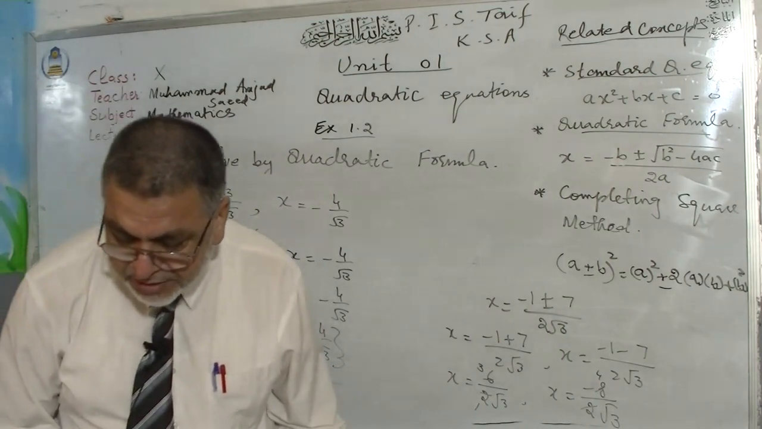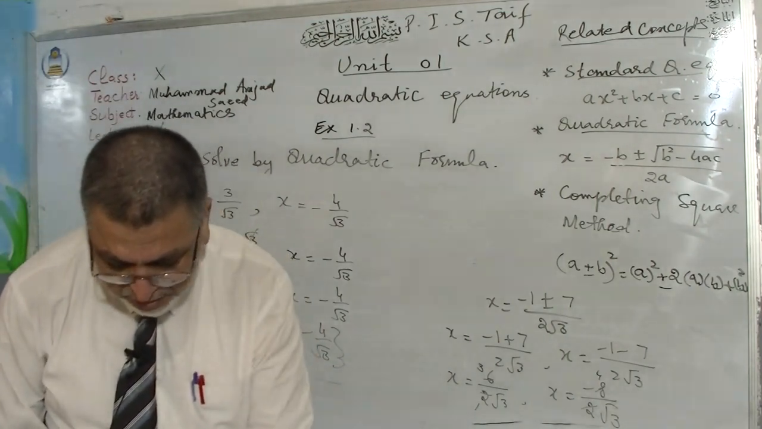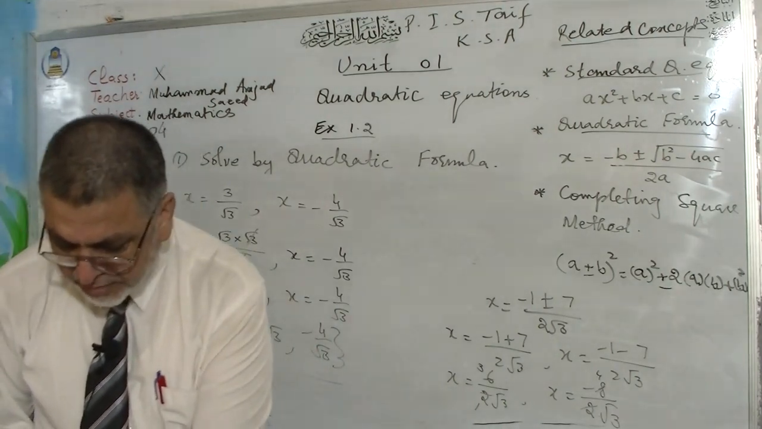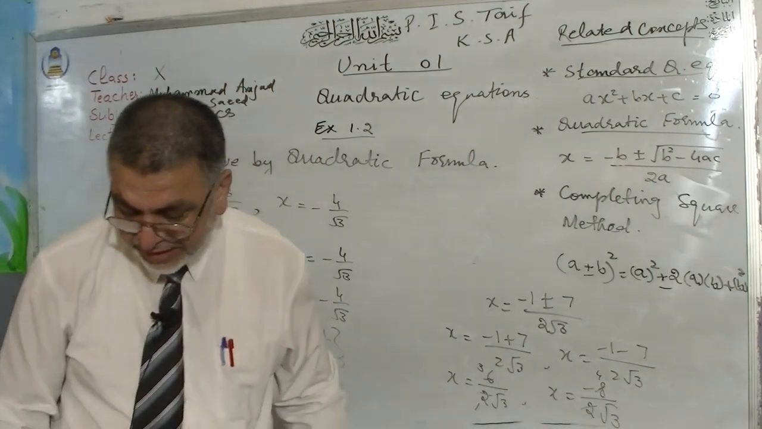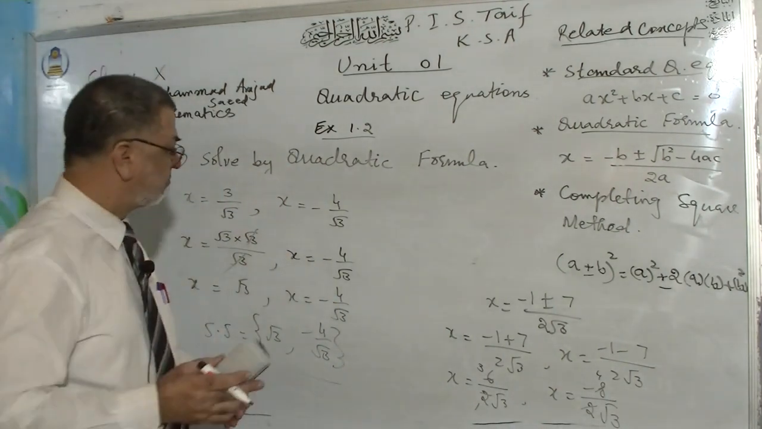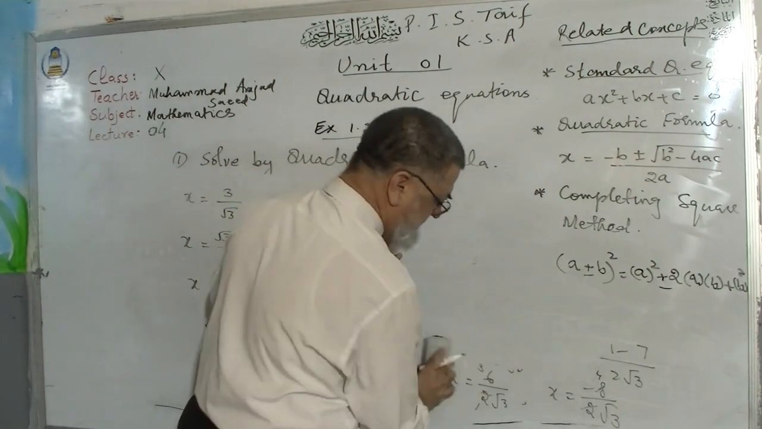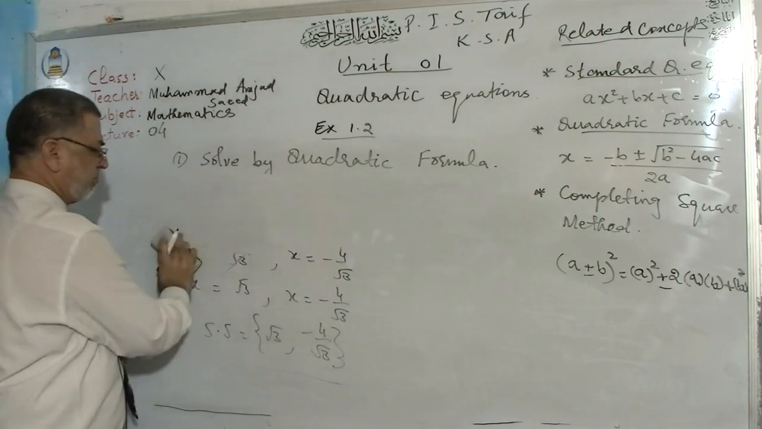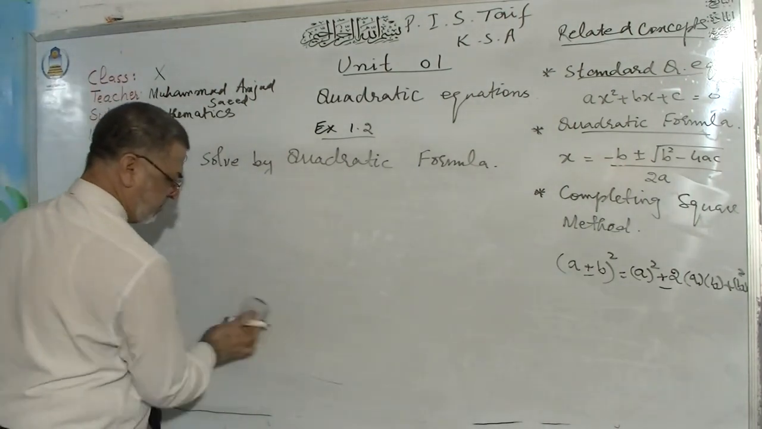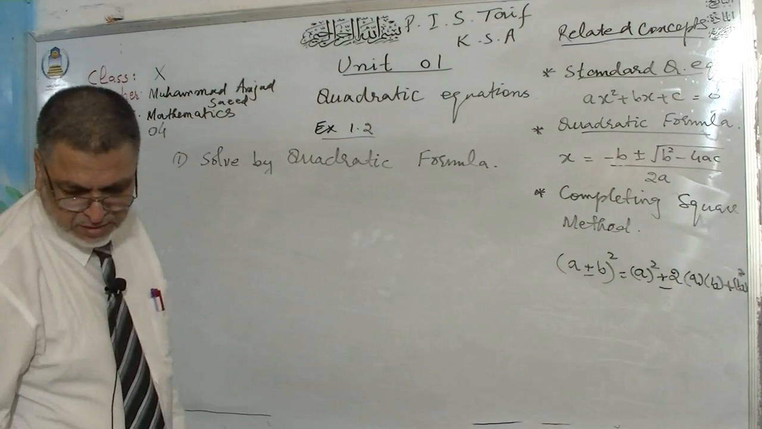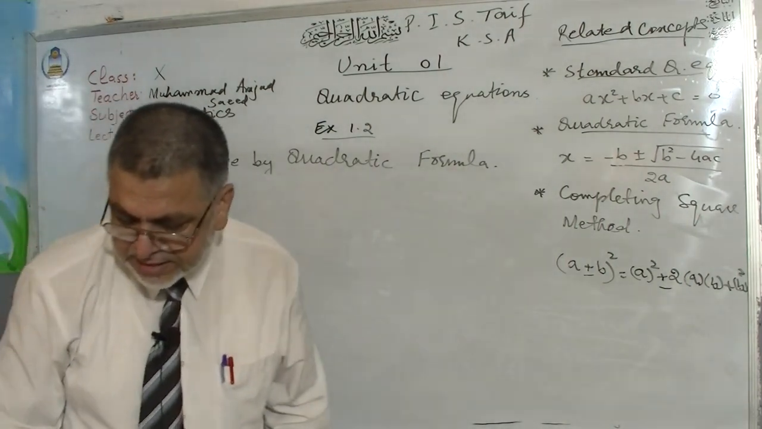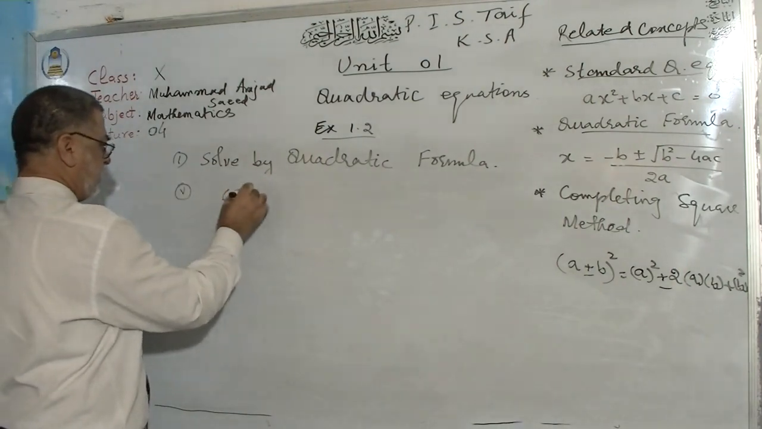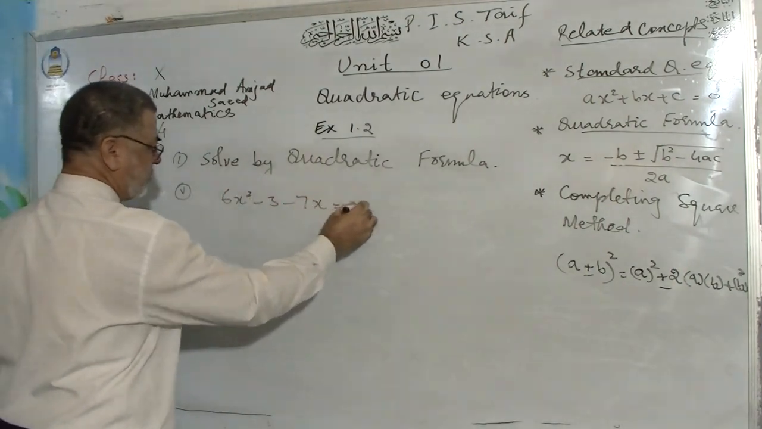So I hope that you can solve part number 4. After that, we will have part number 5. Same method, same technique. You can solve it. Part number 5 is 6x squared minus 3 minus 7x, equal to 0.